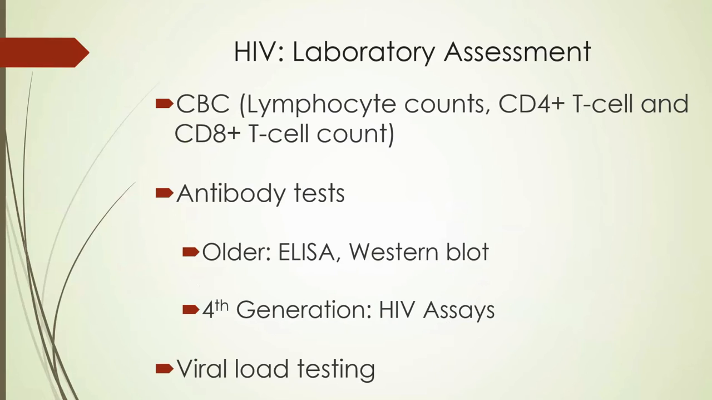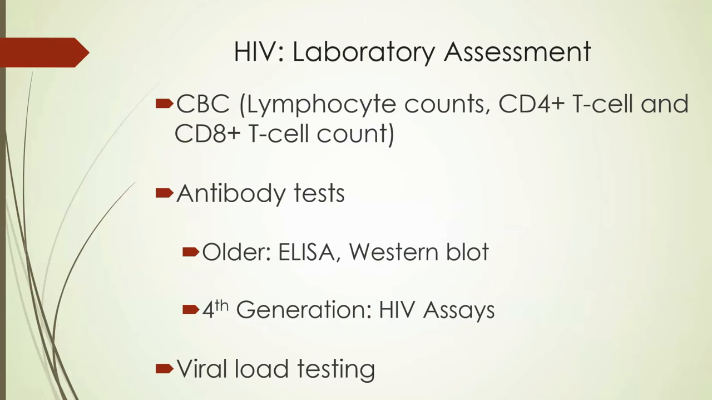We also could run some antibody tests to check for any reaction the body has to the virus. Some older tests that you might come across are the ELISA or the Western blot, but the newer fourth generation tests are more specific. These can include the HIV assays, which are positive in 21 days, and can detect the presence of the P24 antigen in 14 days.